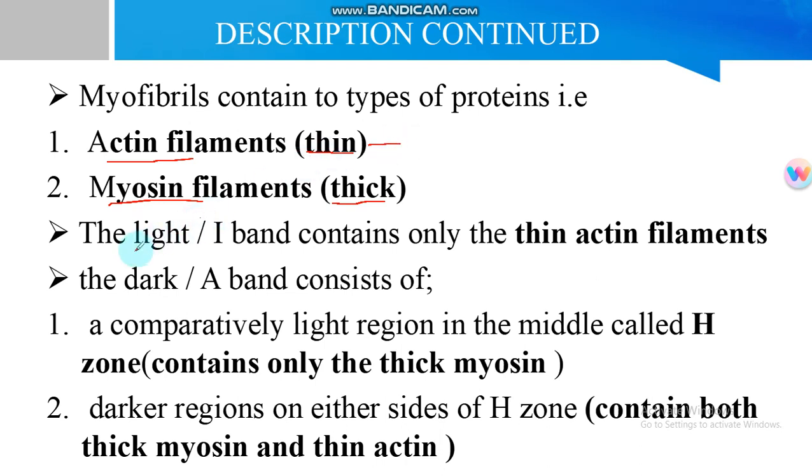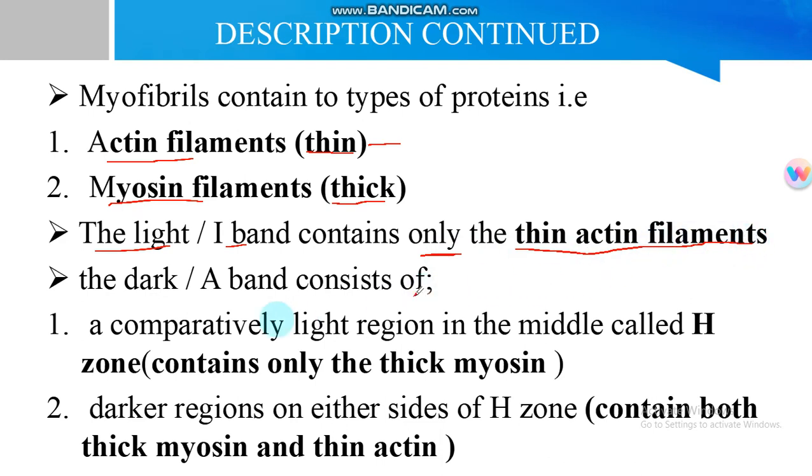So, the light band, which is also called the I band, contains only, and the word is only, the thin actin filaments. So that is why it is a light band, because it has thin actin filaments which appear thin. They appear light. Light can pass through them. You can see through them. The actin filaments are in the light band. It is only the actin filaments there.